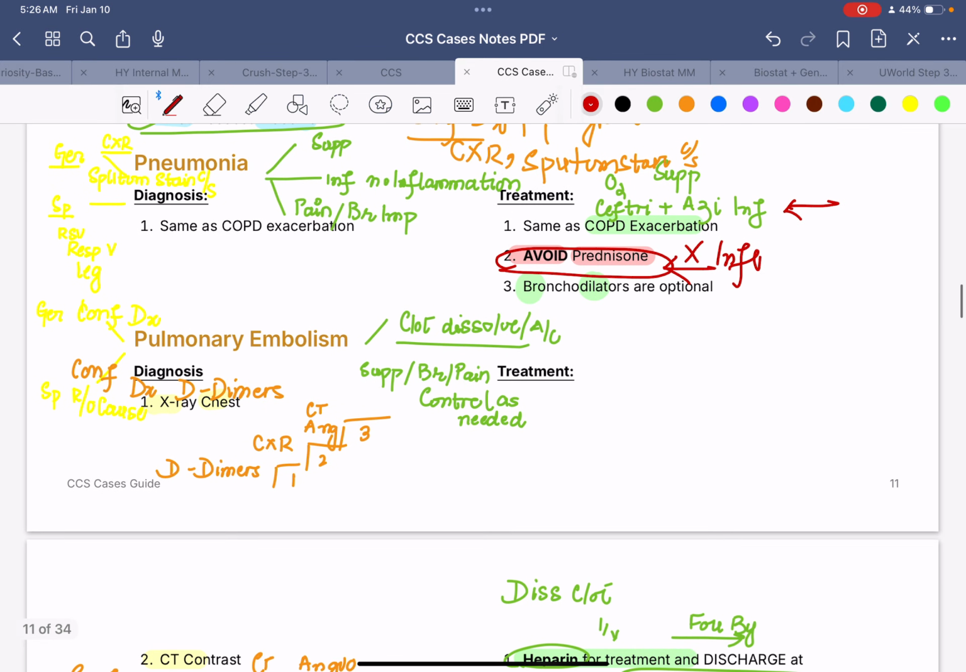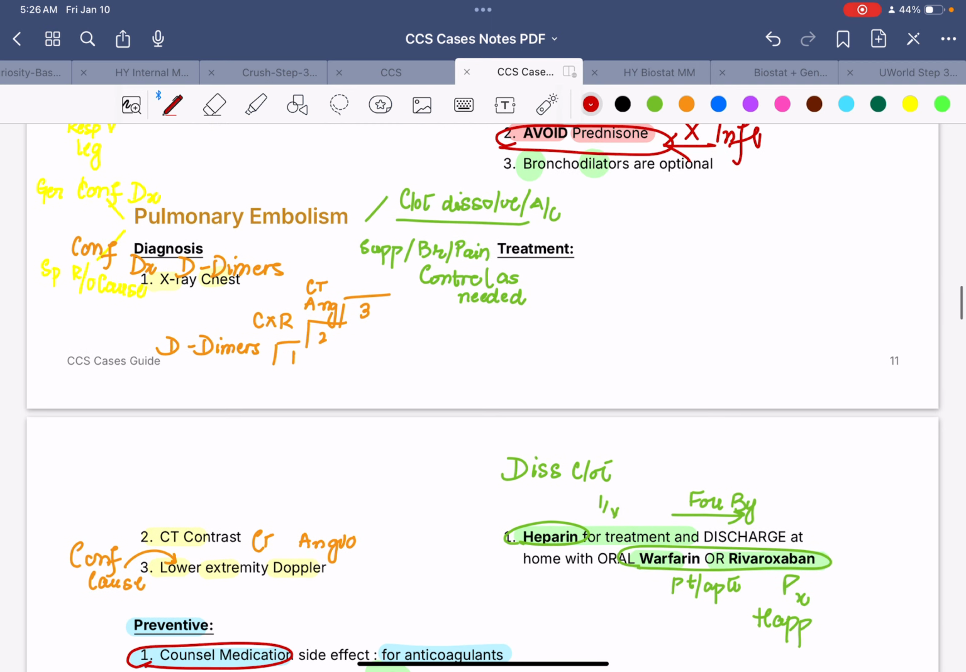Next comes pulmonary embolism. Again, for pulmonary embolism, you have two main goals. First main goal is to establish the diagnosis, and after establishing the diagnosis, the second main goal is to confirm the cause. Where did the embolus actually originate from, right?